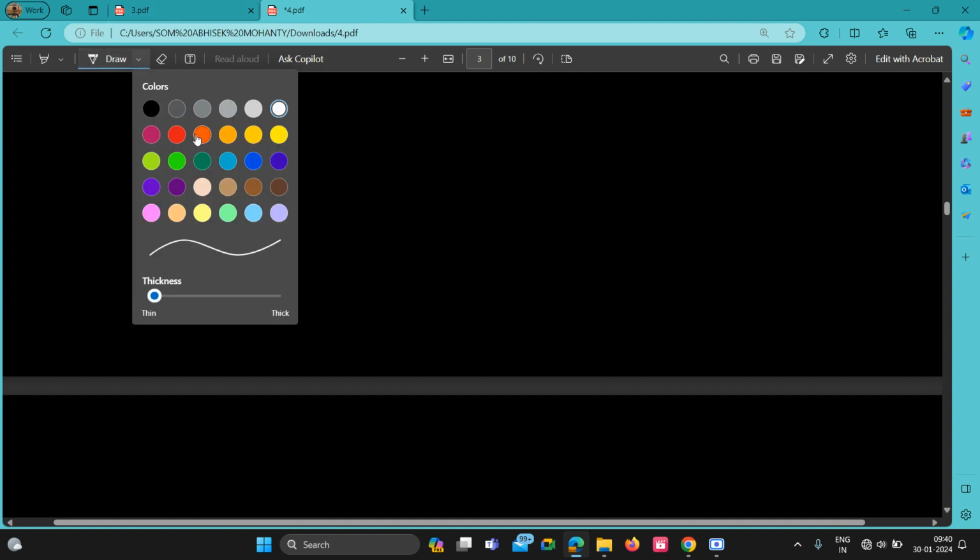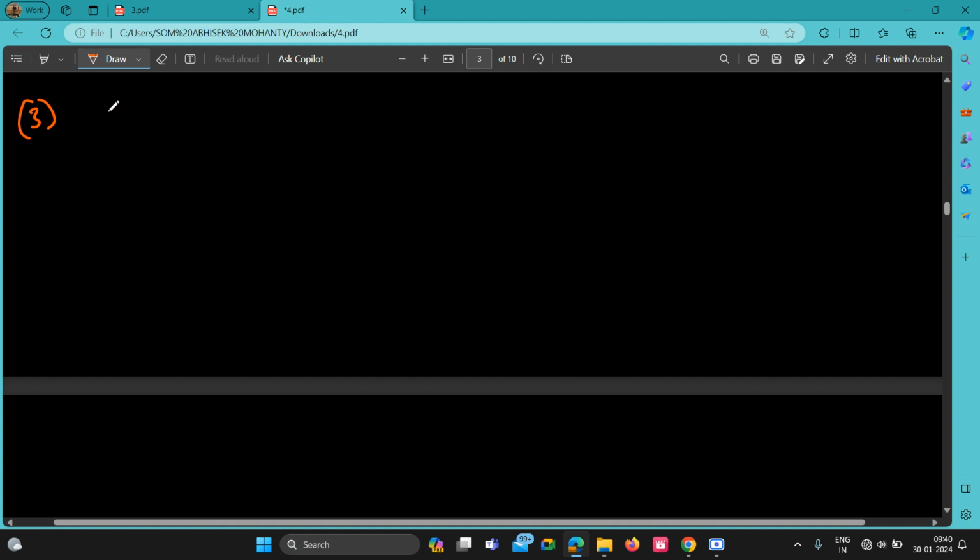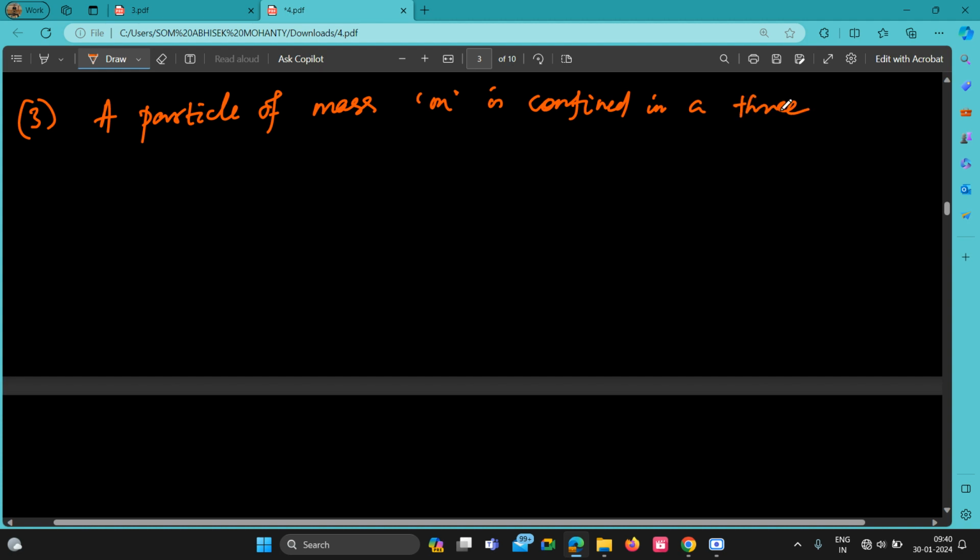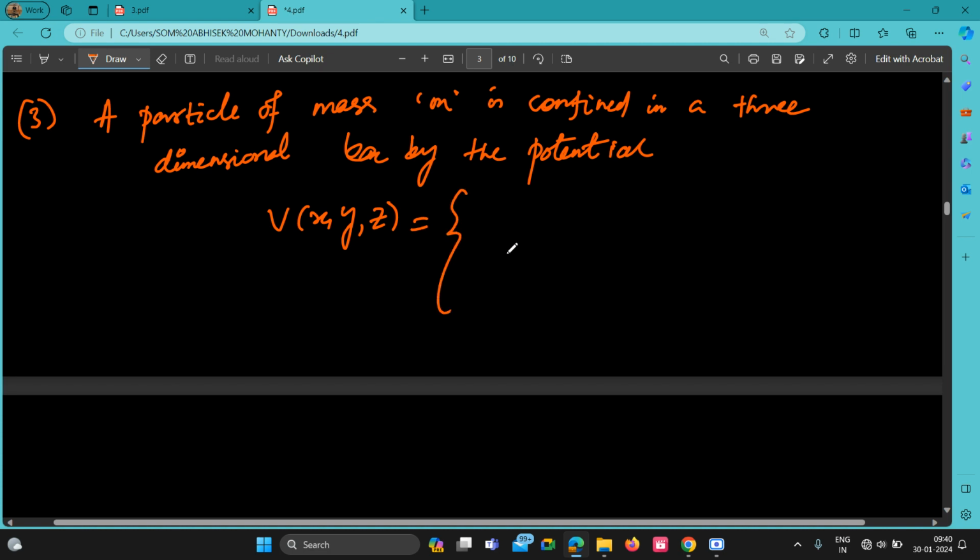Next question, question number 3. A particle of mass m is confined in a three-dimensional box by the potential V(x,y,z) equal to 0 for 0 less than x, y, z less than or equal to a, and infinity otherwise. This is a three-dimensional symmetric potential.